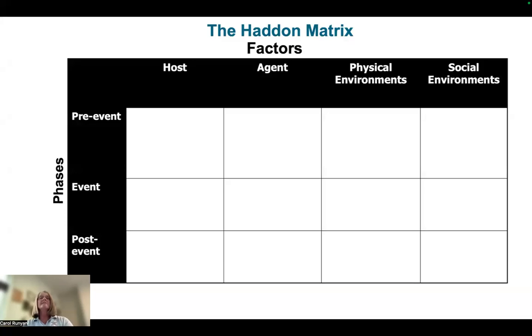So he developed this matrix, which at the top, you see the word factors, and that refers to the columns, the host, the agent, the physical and social environments, things that can potentially be changed and be the targets of change. Whereas the rows refer to the time period in which those changes have their effect, whether it's the time of the event, whether it's before the event to keep the event from happening, or after the injury event to mitigate the longer term negative outcomes.